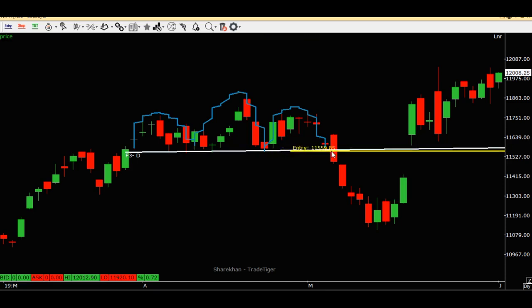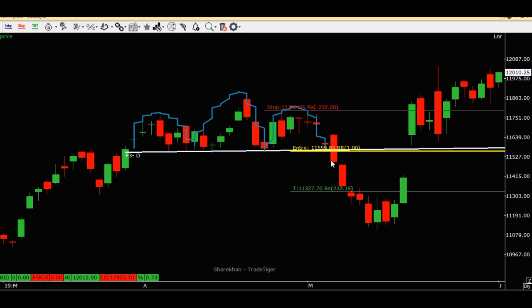So I will enter here below the neckline. My stop loss will go above the right shoulder high. Okay, and now my targets. So now my first target will be the distance from the stop loss to the entry point, so about 232 points here, exactly. So this is the daily chart, guys. So my first target was achieved in 2 days. This was the day we would have taken the entry, and my target would have been achieved on the second day.